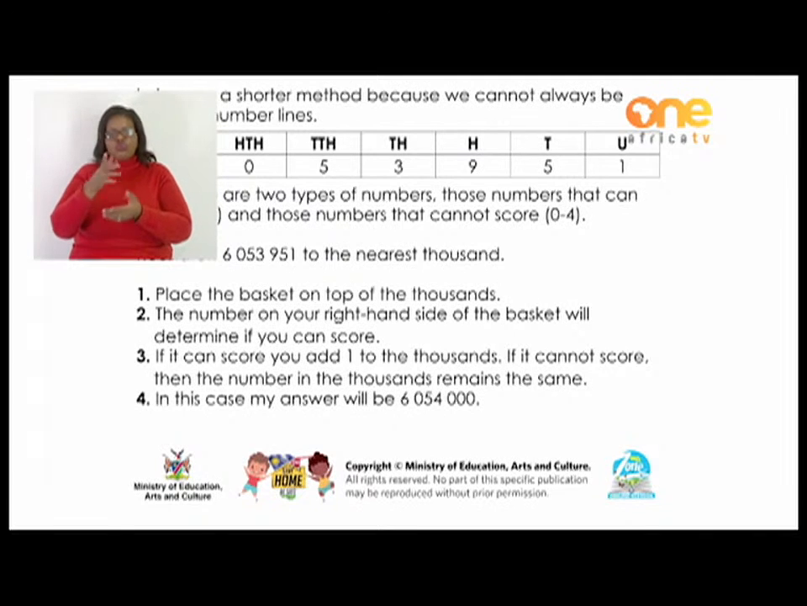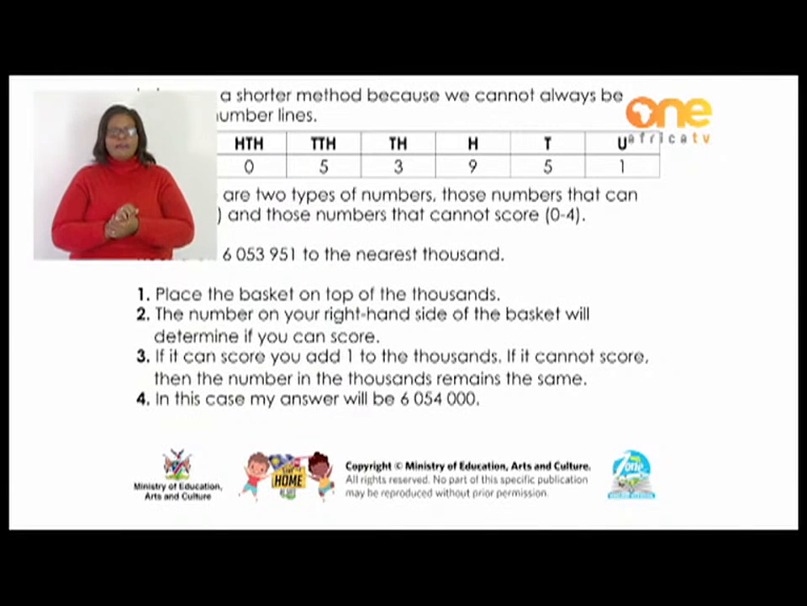First, there are two types of numbers: those numbers that can score, between 5 and 9, and those numbers that cannot score, between 0 and 4. Round off 6,053,951 to the nearest 1,000. I will repeat that one again. Round off 6,053,951 to the nearest 1,000.